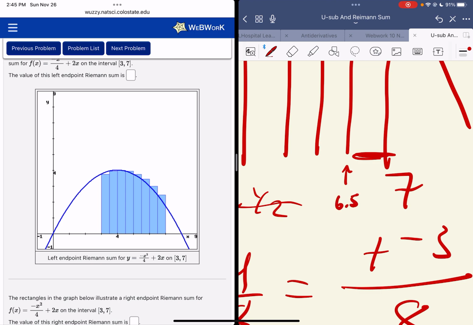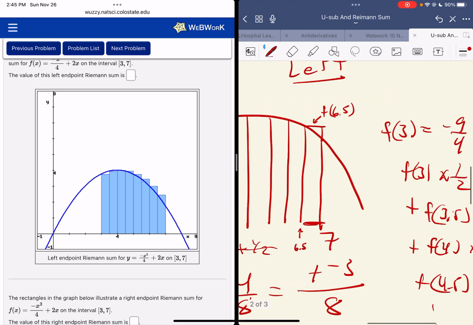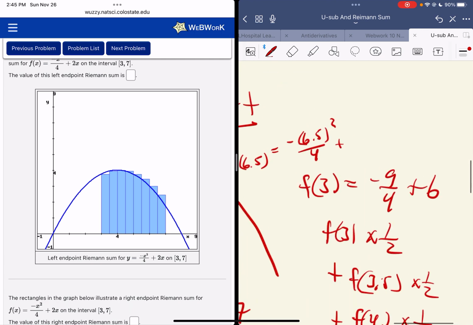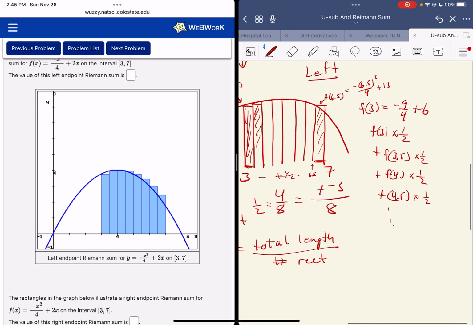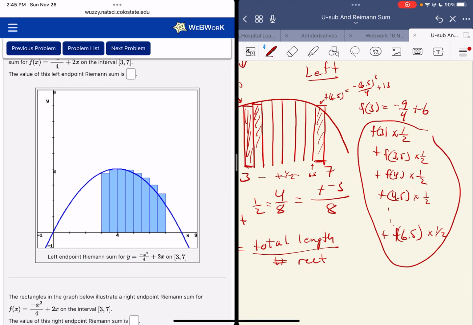But notice on this last rectangle here, let me zoom in a bit, the left endpoint is 6.5 because they all have width 1/2. So on this last rectangle, the height of my rectangle is whatever the function gives me at 6.5, which again, as a reminder, you plug in 6.5 and you get -6.5 squared over 4 plus, and I think it's 2 times 6.5, yes, which is 13. Okay, so you get whatever that number is. That's the height of this last rectangle. The area is that number times a half. So plus f of 6.5 times a half. So you'd have to do all of this, add it up, and that would be this first blank right here.